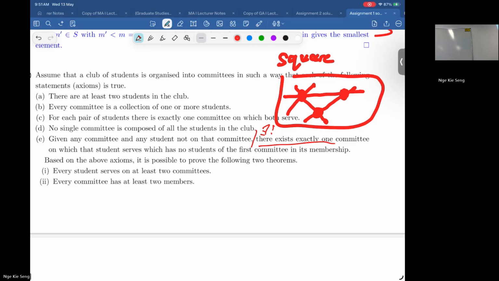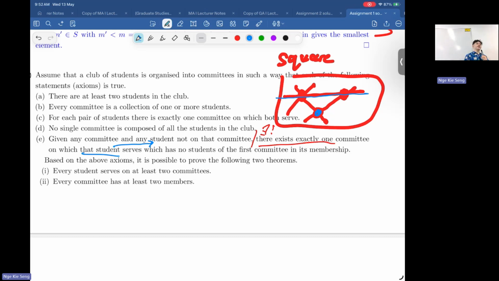Any ideas? Let's try. Okay, so let's pick a committee. Pick a committee and a student not on that committee. Let's choose one and take a look. There exists exactly one committee on which that student serves. So "that student" refers to the student you chose. Which student? The one you chose. Serve which has no student of the first committee.